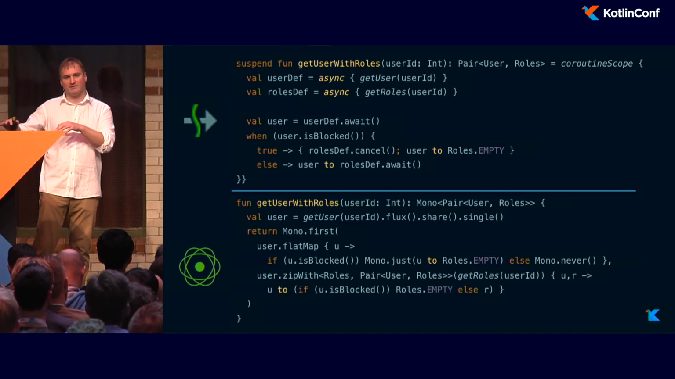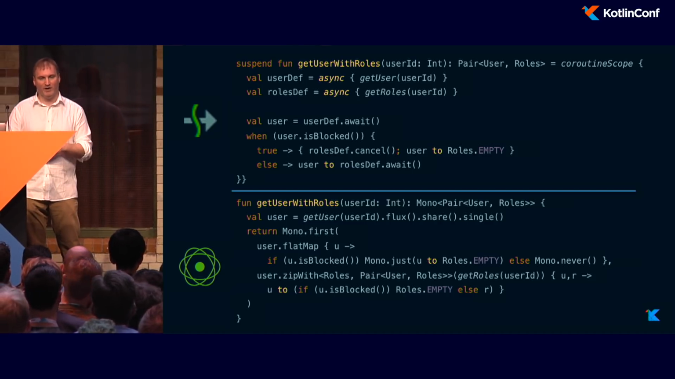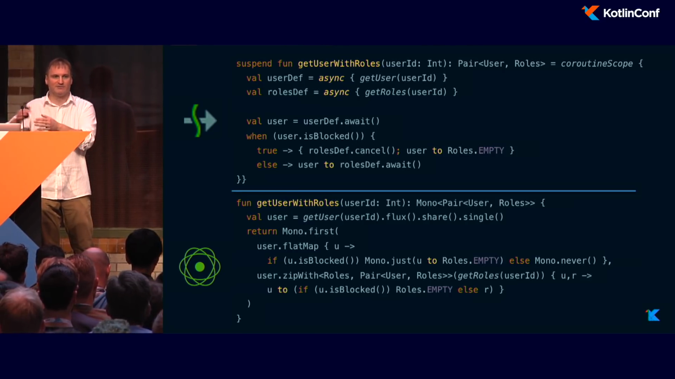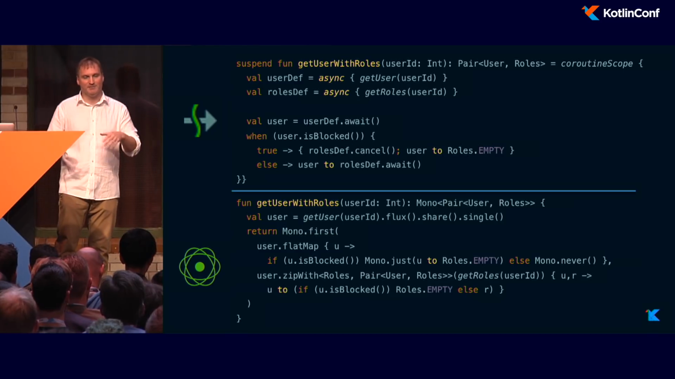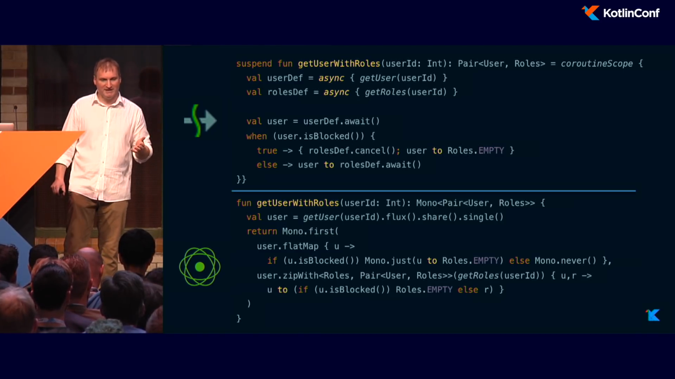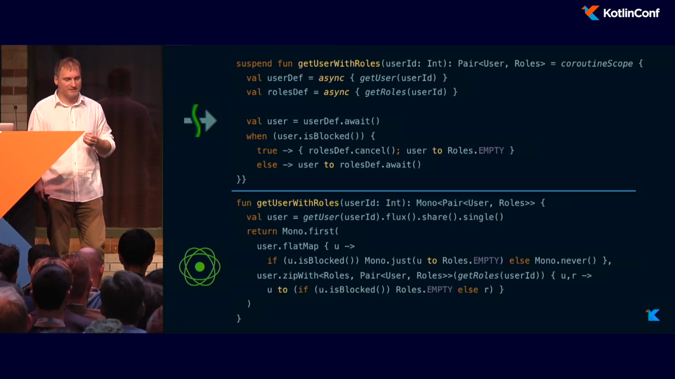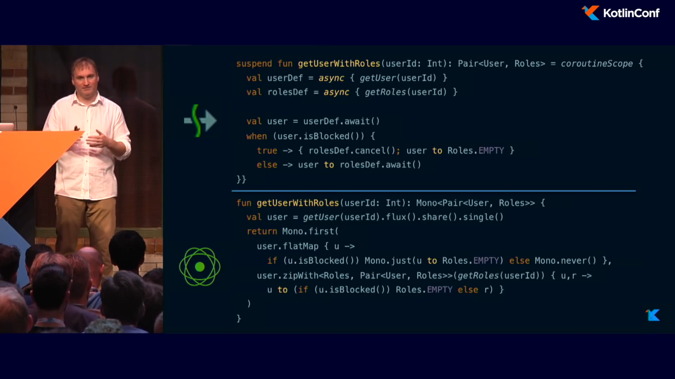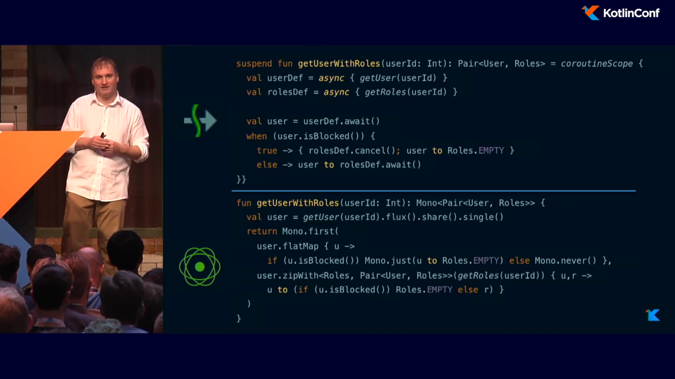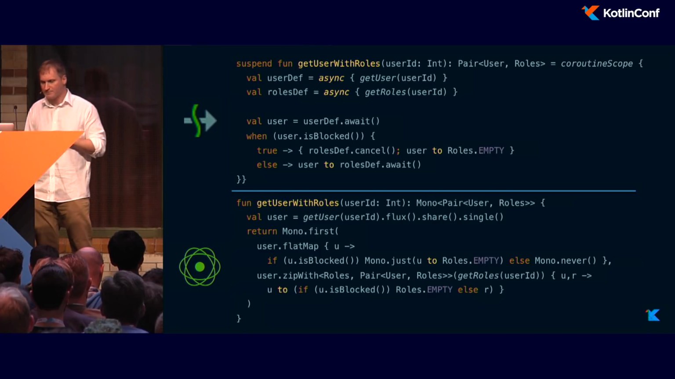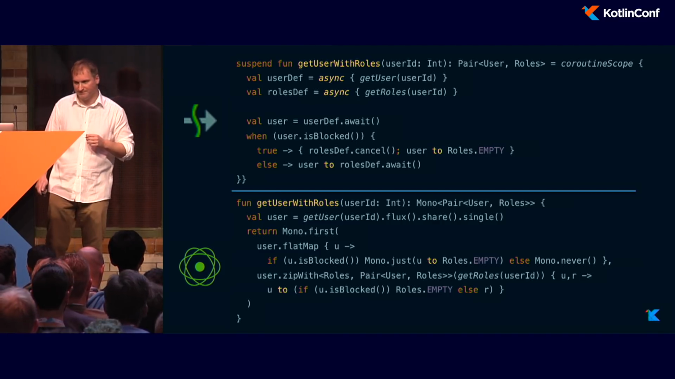So for simple things, where you don't have scenarios in which you want to cancel things before finishing the whole work, the code with reactive programming is probably a bit simpler. But if you want to handle more complex scenarios, then coroutines are a bit better.